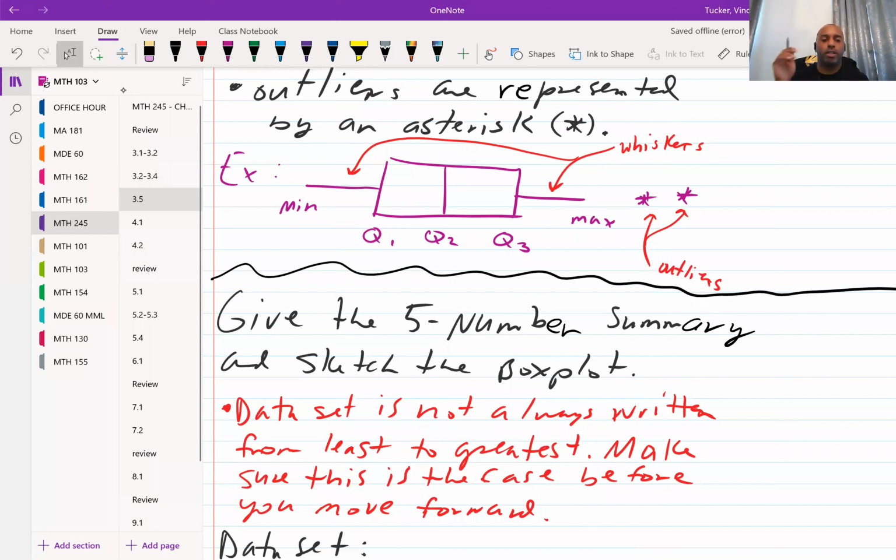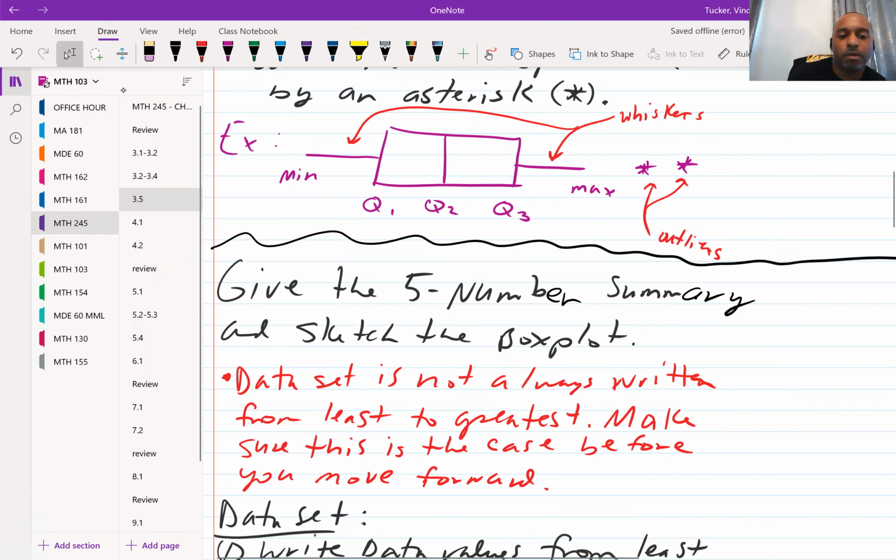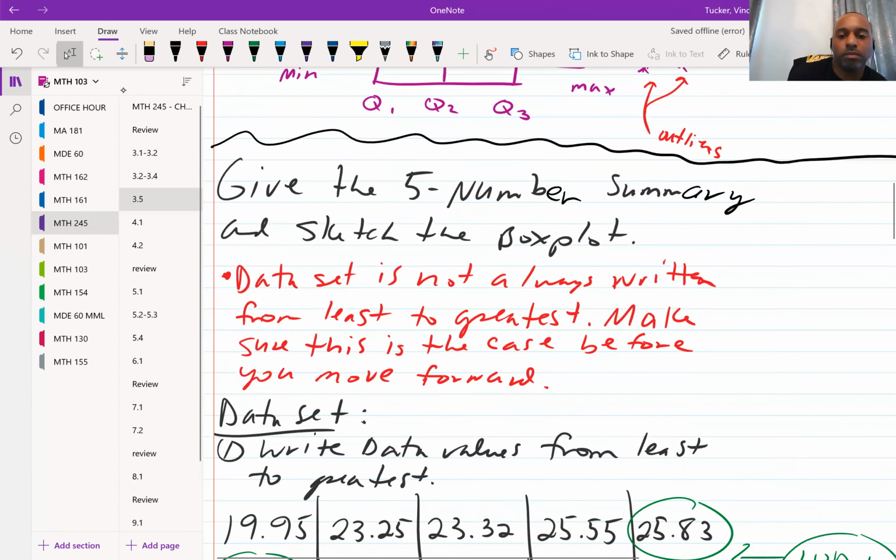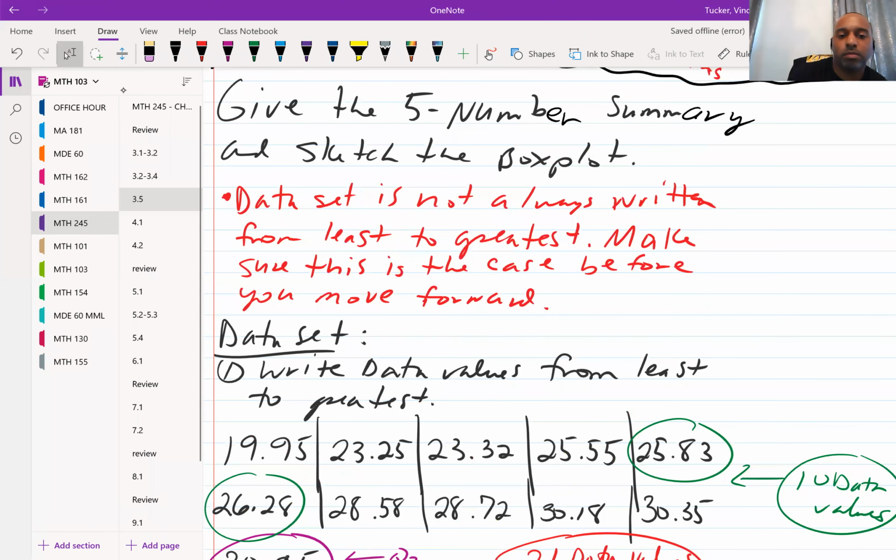Okay, so notice the statement that I wrote down here in red. Data set is not always written from least to greatest. Make sure this is the case before you move forward. That's something I mentioned already, but I just want to keep emphasizing that only because it's a mistake that keeps occurring. So I keep trying to drive that point home. Don't forget to write your data set from least to greatest. Trying to give you guys a chance to write before I scroll up too far.